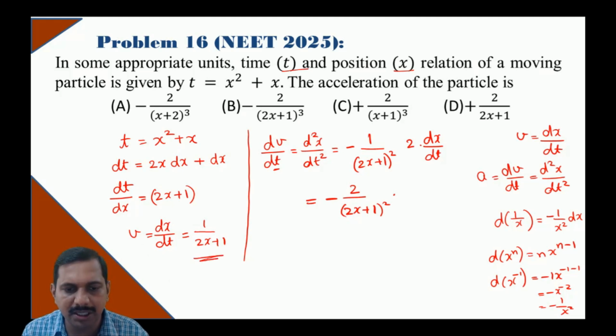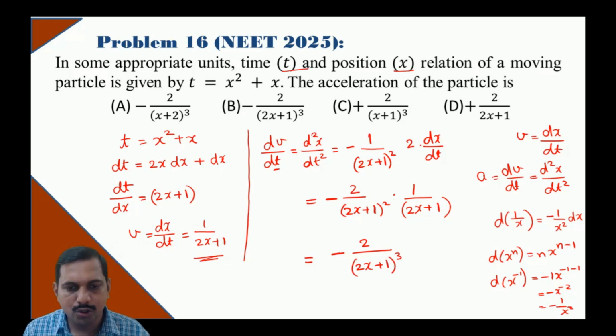What is dx by dt? It is 1 by 2x plus 1. So let us substitute this 1 by 2x plus 1 instead of dx by dt, and we will get this as minus 2 by 2x plus 1 the whole cube. So my acceleration is actually equal to minus 2 by 2x plus 1 the whole cube. B is the answer.